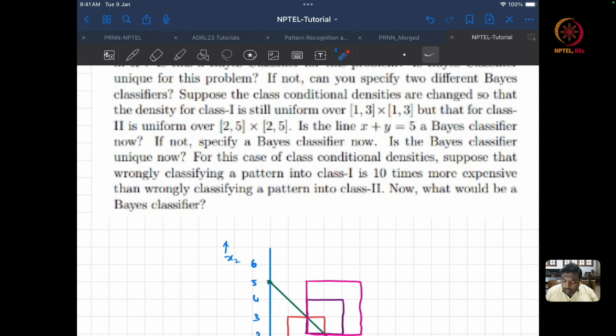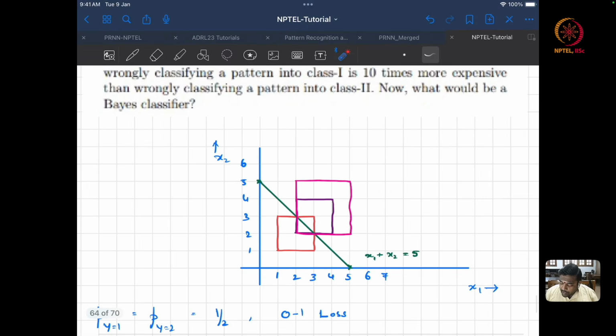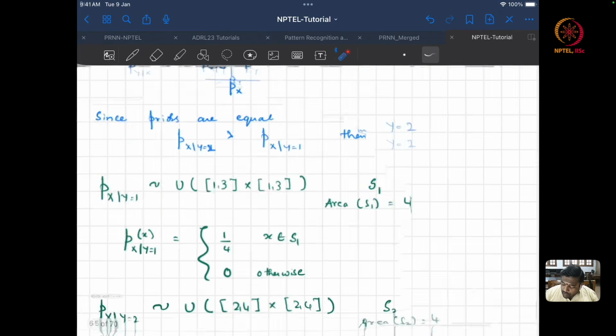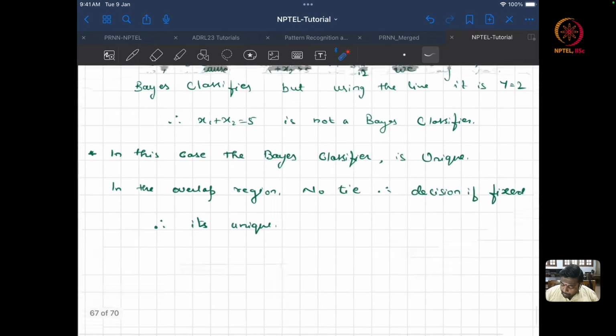Okay. Is the question fine? So now, when you're classifying any pattern of class 2 to class 1, that is, any pattern in this overlap region, if you are classifying it as class 1, then it is 10 times more expensive. Now then how do you consider the case? Let's deal with that.